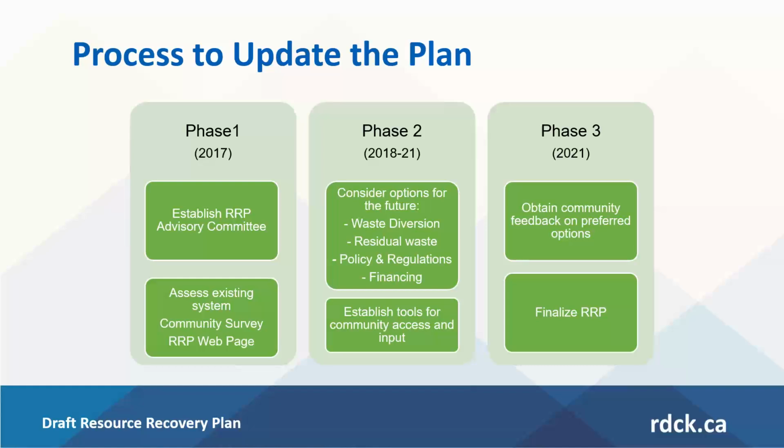The process to update the plan was conducted in 3 phases. Phase 1, starting in 2017, consisted of establishing the RRP Advisory Committee, the RPAC, assessing the existing system, undertaking a community survey, and preparing an RRP webpage. In Phase 2, undertaken between 2018 and 2021, we considered options for the future: waste diversion, residual waste management, policy and regulations, and financing, and established the tools for community access and input that we are using right now in Phase 3, where we are obtaining community feedback and local government feedback on preferred options.